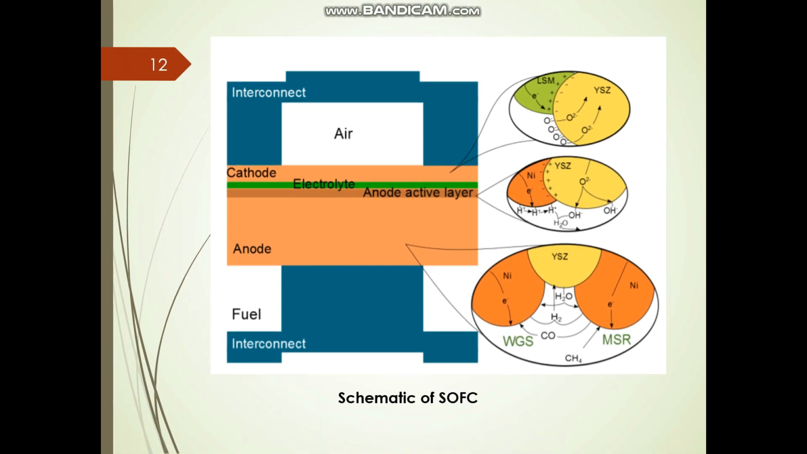Here's a general schematic of SOFC. As can be seen through the lower part in the anode, methane steam reforming and water gas shift reactions occur at the anode support layer. Further, fuel side electrochemical reactions occur at anodic triple phase boundaries shown in the middle zoomed box, while air side electrochemical reactions occur at cathodic triple phase boundaries shown in the top zoomed box.